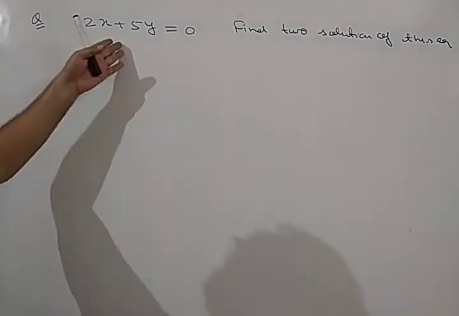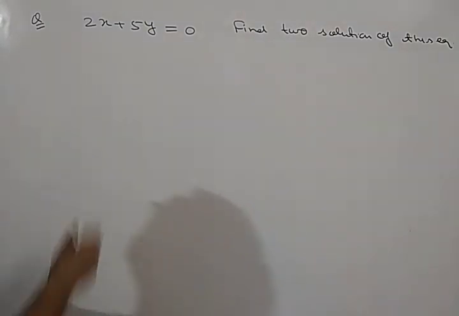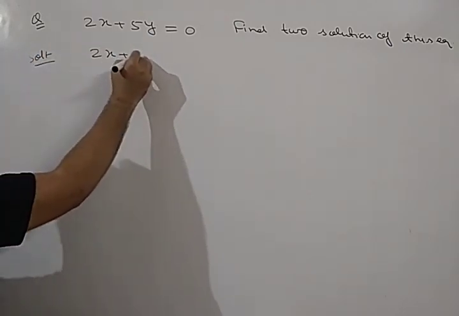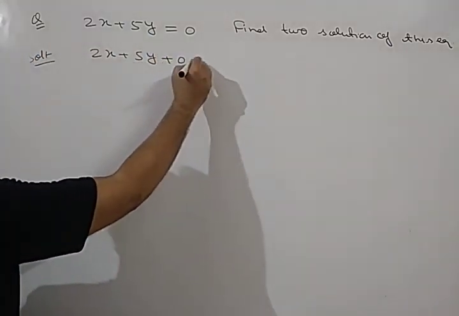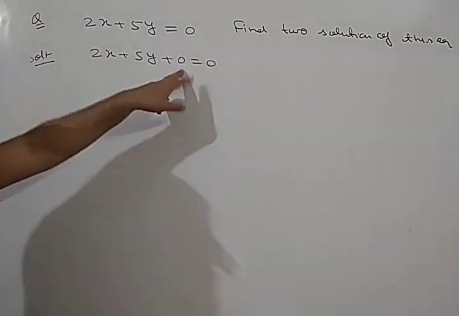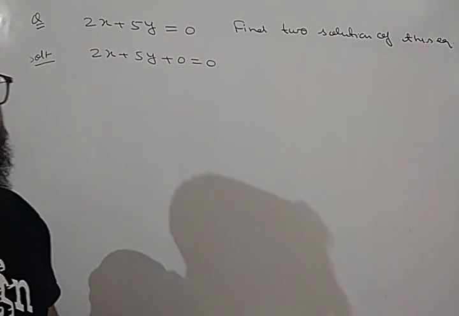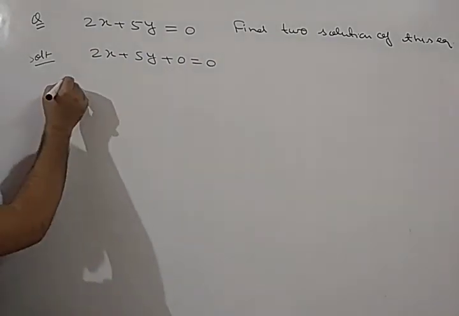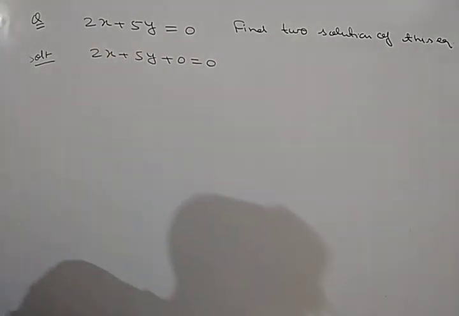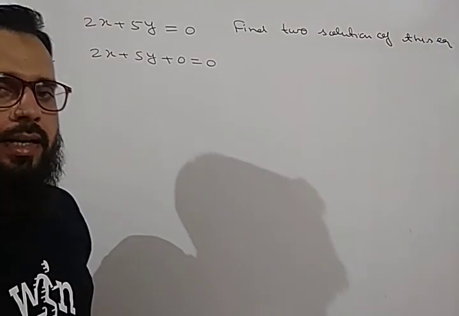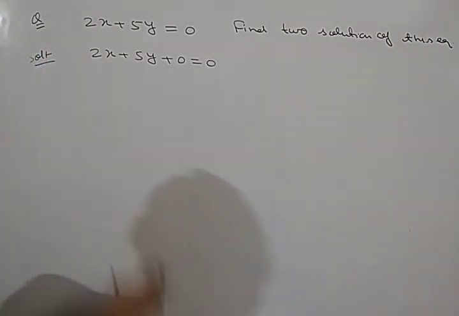Okay, so it is written in the general form, or you can write it in general form also. It will be 2x plus 5y plus 0 equal to 0. The constant term is 0. So we have written the given equation in the general form. Now what we have to do? We have to put different values of x, and you will get the different values of y with respect to that x, and then you can find the ordered pair.